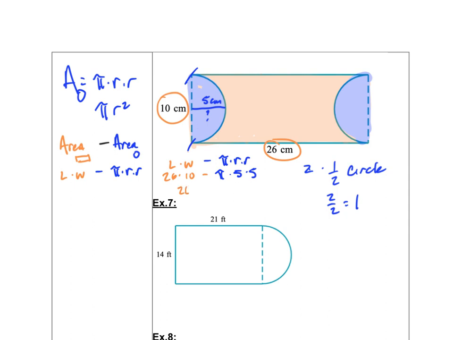So that's going to give us 260 centimeters squared minus 3.14 times 25 centimeters squared, which is 260 minus 78.5 centimeters squared, which means the area that we're talking about that's still shaded orange is 181.5 centimeters squared. Okay, that's the work to that.